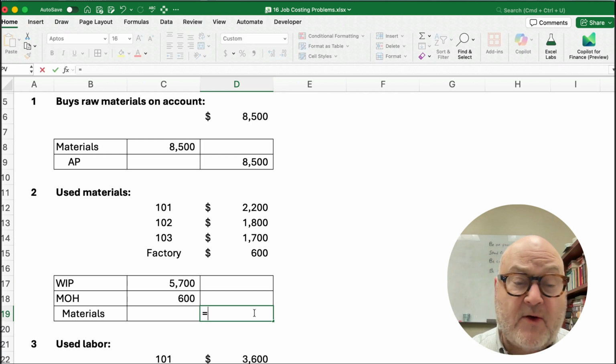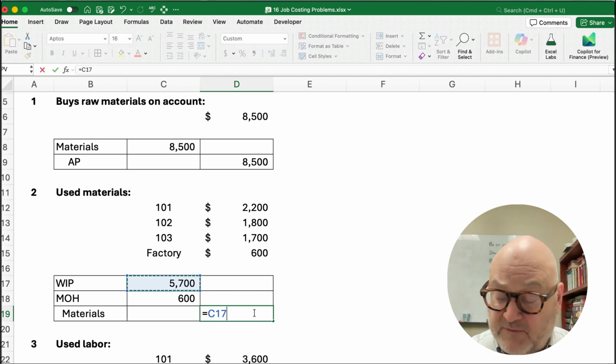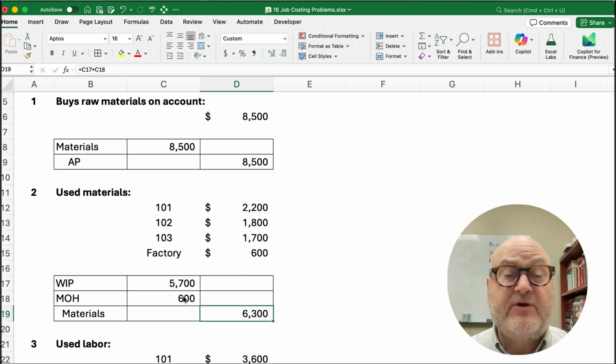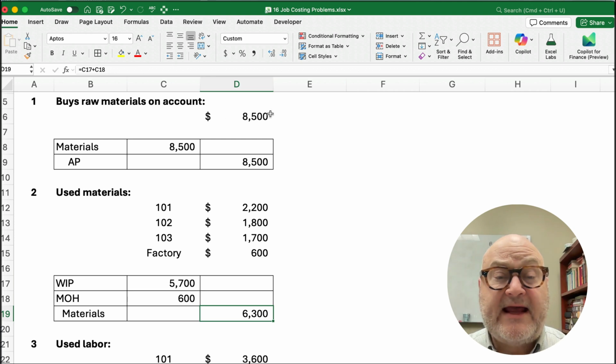And so what is our total materials that we've used? Well, 5,700 is direct materials plus the 600 indirect materials, so we're going to use 6,300. Now watch, we had 8,500, we've used 6,300, so the balance is going to be 2,200.